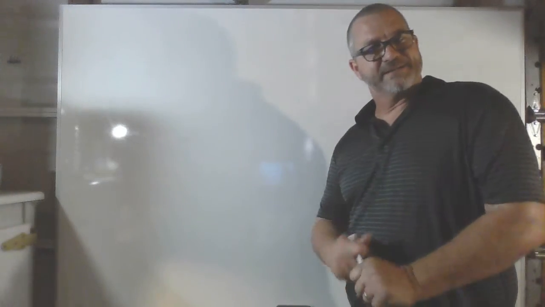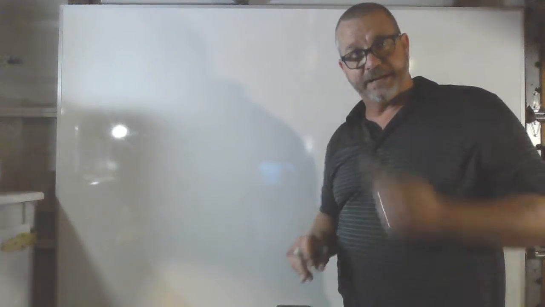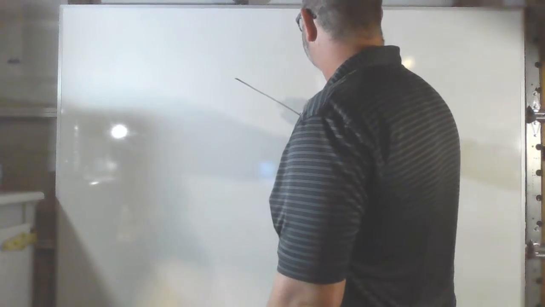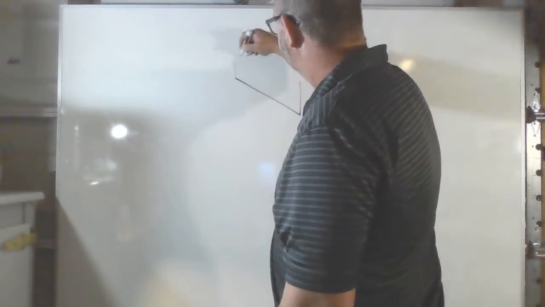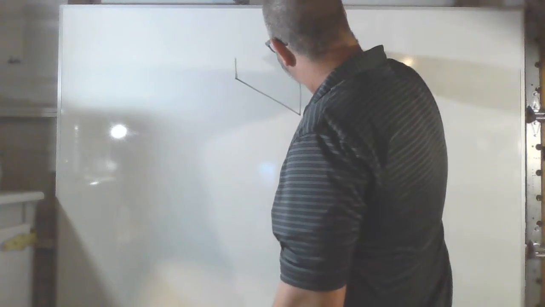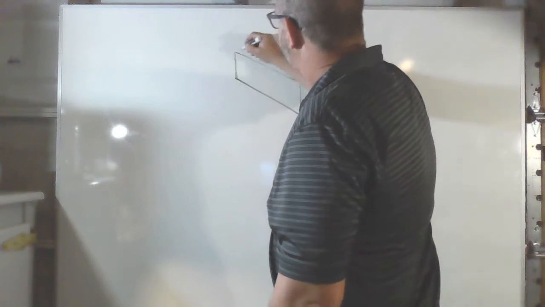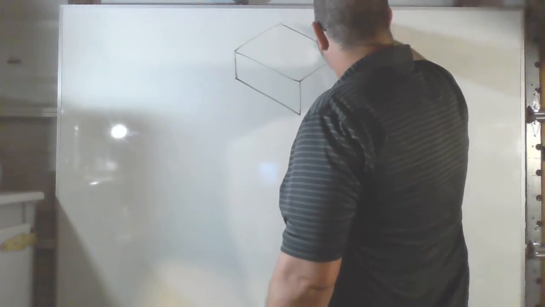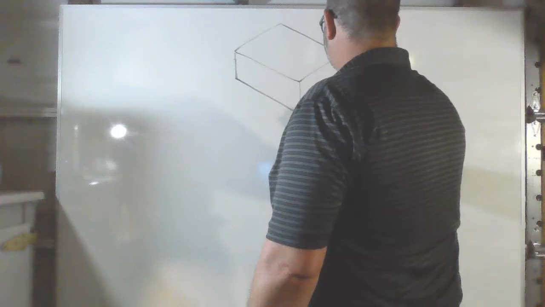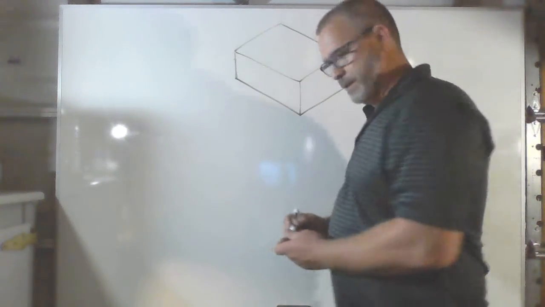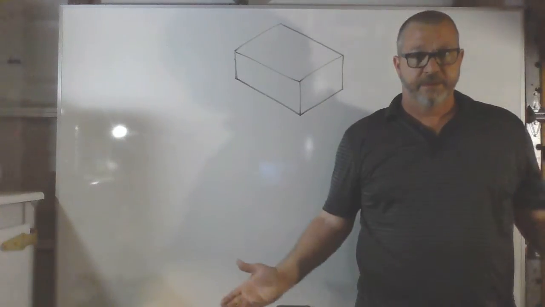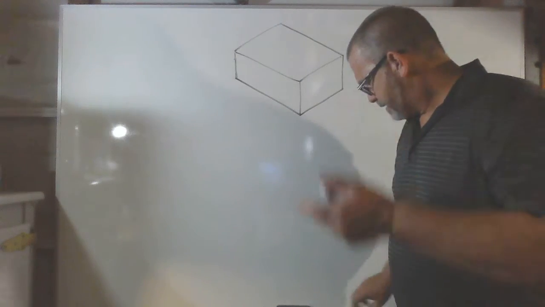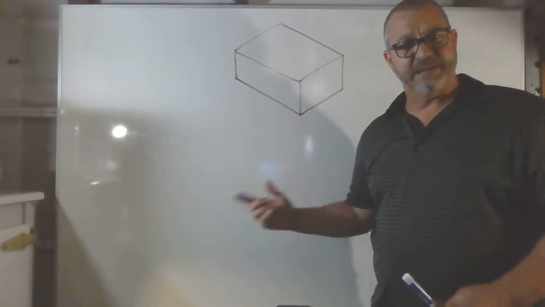Told you to draw a box. Here's your box. It's a box, isometrically. Okay? You could even take it a step further and do the inside portion of the box.